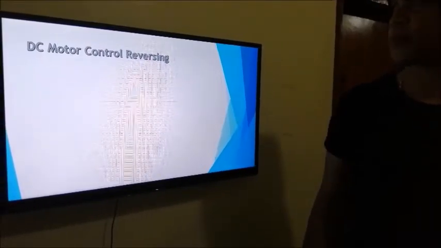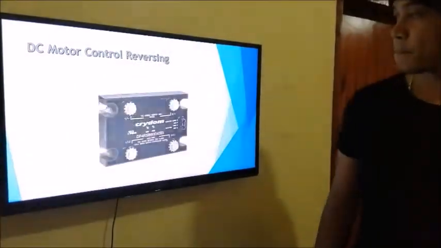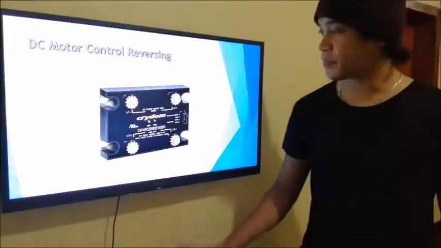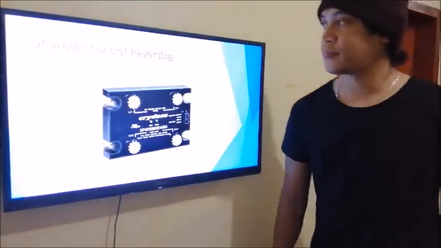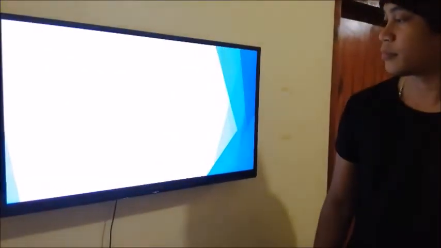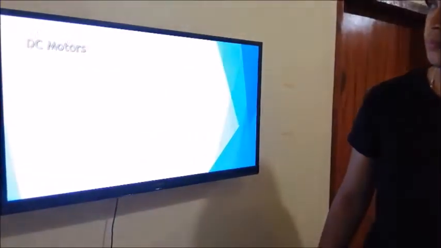DC motor control reversing. This is the actual picture or sample. DC motors.